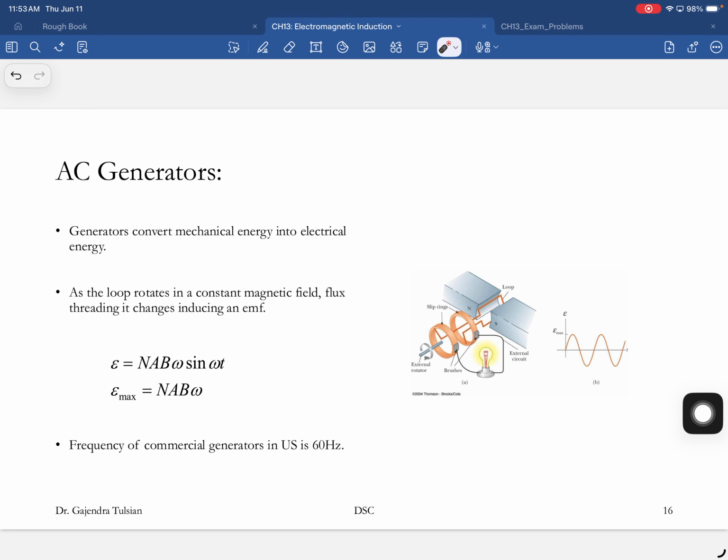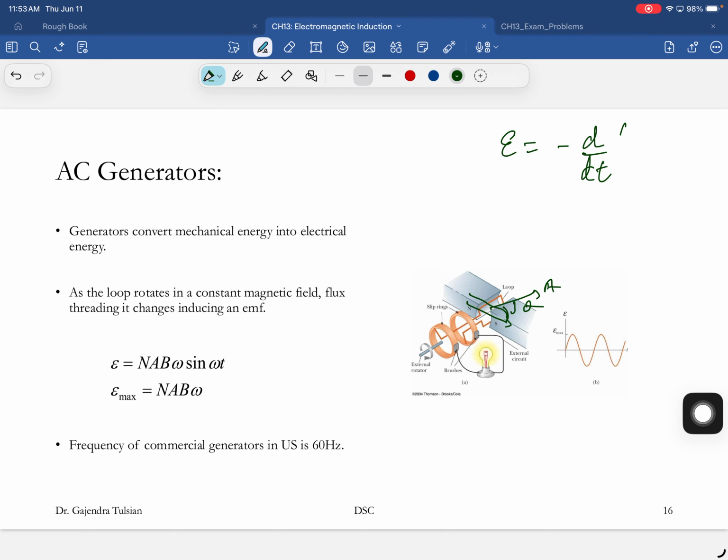All right, so there is that magnetic field. There is that loop of wire area. There is the angle theta. The EMF induced in that wire is minus d by dt of B area cosine theta.